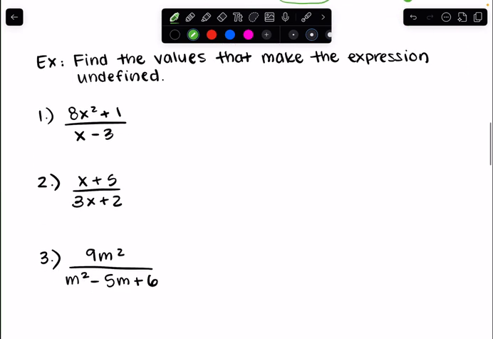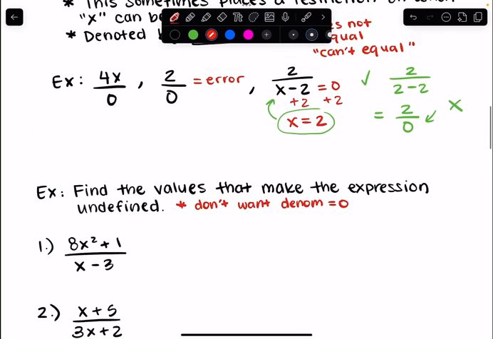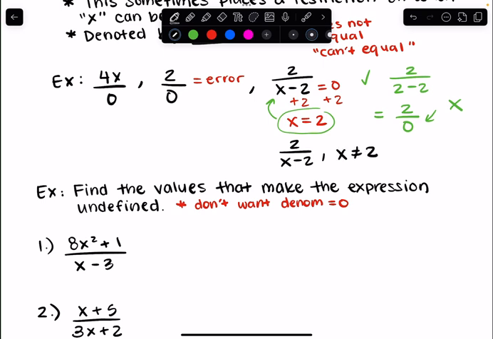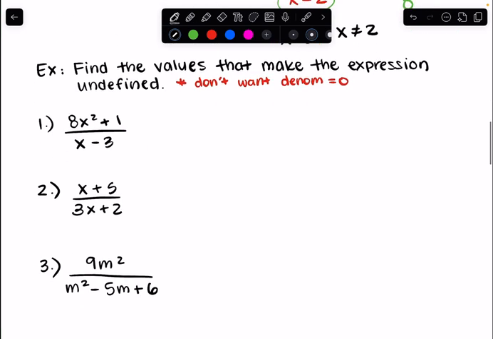Okay, so again, really and truly, you just don't want the denominators to equal 0. So what would make it 0? I forgot to put that up here in this one, the 2 over x minus 2. Since we said that if we plug 2 in, you're going to get a 0 on the bottom, we can't have that there. Okay, and so with that in mind, we're going to do the same process for these examples here.